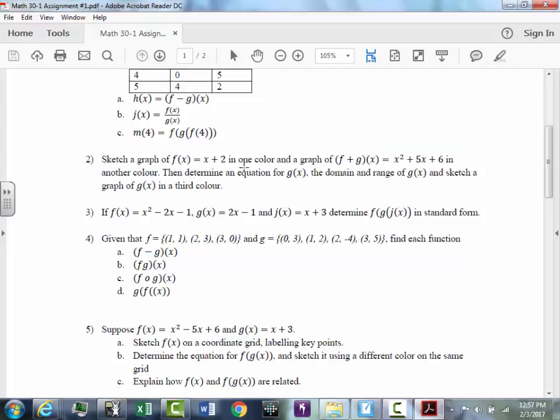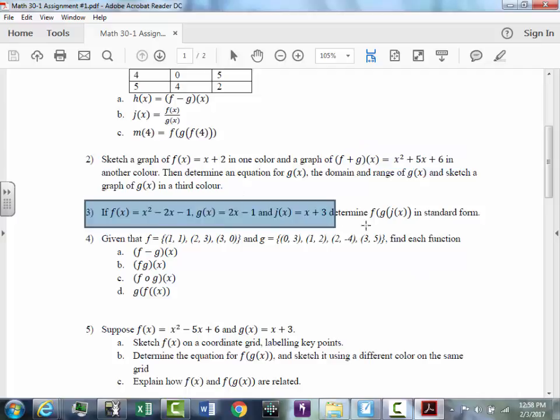So number 2 basically says f of x is x plus 2. And then f plus g is going to give you x squared plus 5x plus 6. I'm going to want you to graph those in different colors and then figure out the missing portion for g so that when you take this and you add it to this, it gives you that one. You guys get what I'm saying here? This plus what would give you that one. And then sketch all 3 on a graph in different colors.